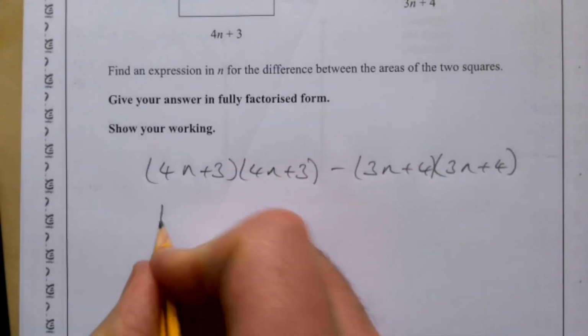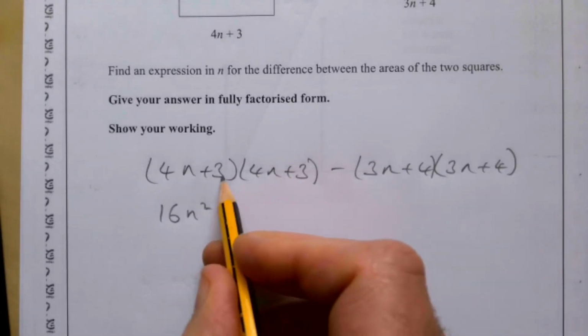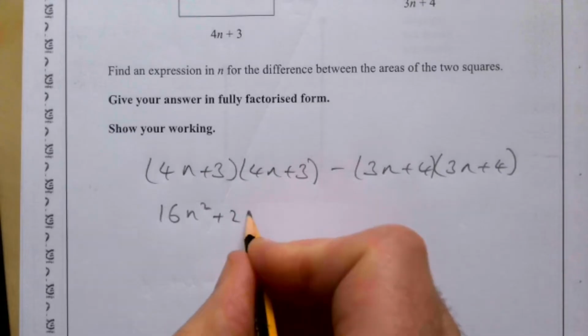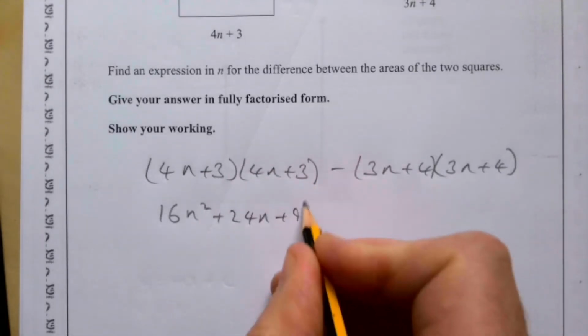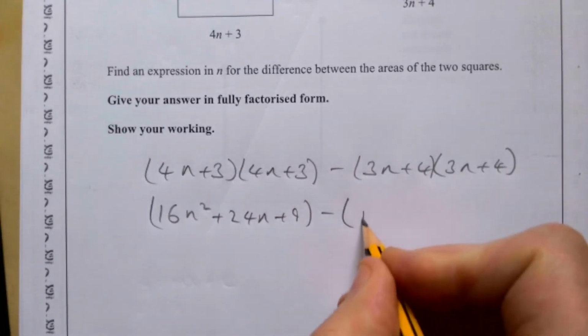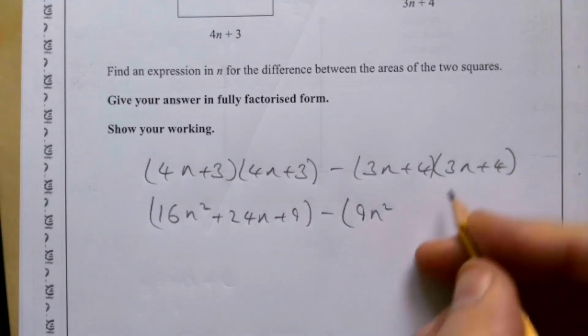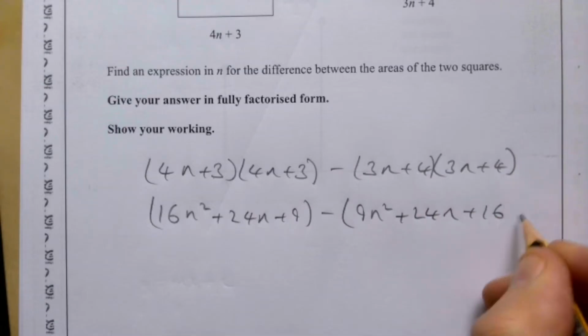4n times 4n is 16n squared. And we'll do outer and inner together here. So outer plus 12n, inner plus 12n. So that's going to be plus 24n plus 9. So that's that one. And then take away 3n times 3n gives me 9n squared. Outer and inner plus 12n plus 12n. So that's another 24n plus 16.